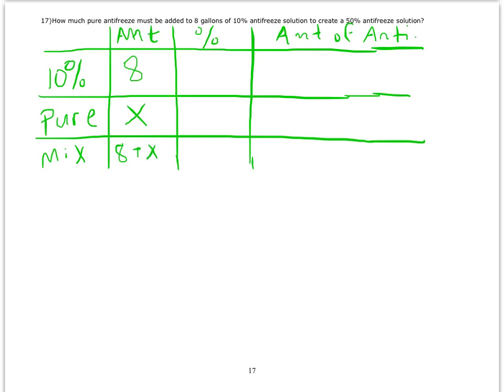And then I can fill in my percentages. 10% I'll put in 0.1. And pure antifreeze is 100% antifreeze, so I'll put a 1 there. And my mixture is supposed to be 50%, so I put a 0.5.